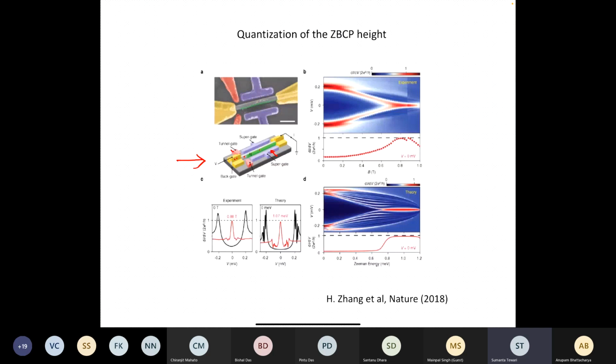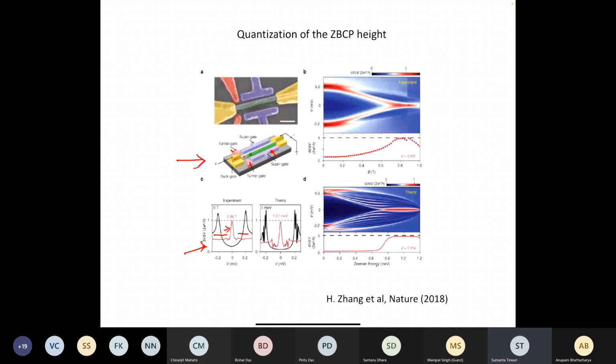Those tunnel gates are necessary to screen out the background tunneling. If you screen out the background tunneling by applying those tunnel gates, then only you will see a peak at zero bias. These types of peaks. So in order to see these types of peaks at zero bias, you need to screen out this background conduction from here and there. So you need these tunnel barriers.